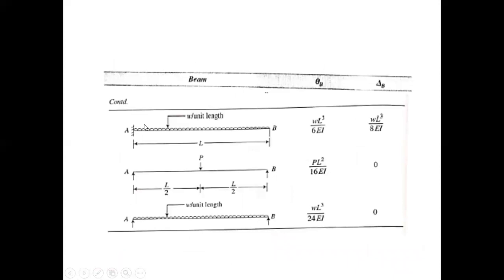Second beam is this. This is again a cantilever beam. For this cantilever beam, a UDL of w per unit length is applied on the whole span. The span is L. At the free end, we need to see the slope and deflection. So theta B, that is the slope at the end B, will be wL cube upon 6EI, and the deflection at the end B will be wL cube upon 8EI.